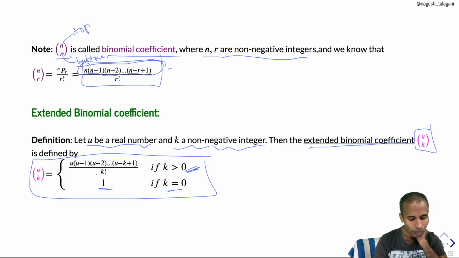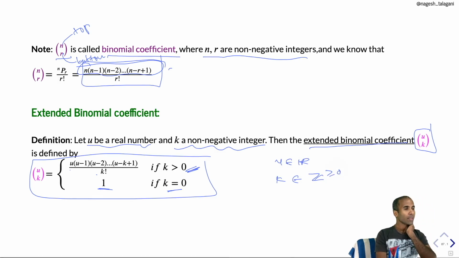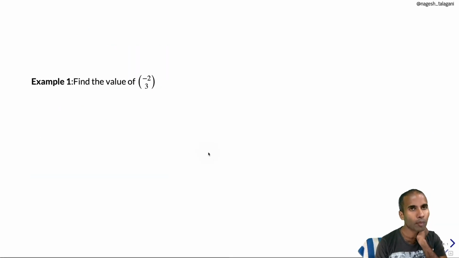This makes sense when u is any real number, but k must be a non-negative integer. It should be an integer and non-negative. Top parameter we are generalizing to be a real number, but bottom parameter k is still a non-negative integer. Now let's see example 1. Find the value of minus 2 choose 3. Here the top parameter is minus 2, so we are trying to find extended binomial coefficient.